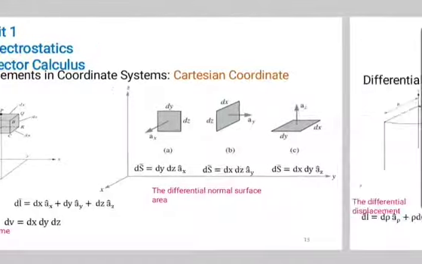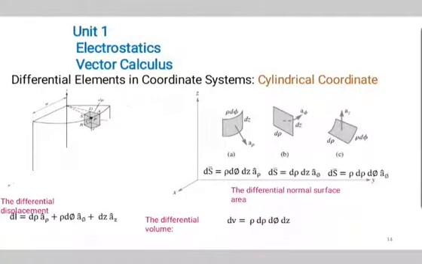This is the Cartesian coordinate. Next is the cylindrical coordinate. Differential elements in the coordinate system with cylindrical coordinates. Here also the differential equation for the displacement, that is dl, is given. The equation for the differential volume is also given. It is dv equal to rho d rho d phi dz.